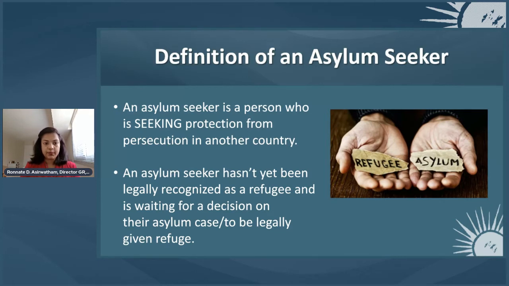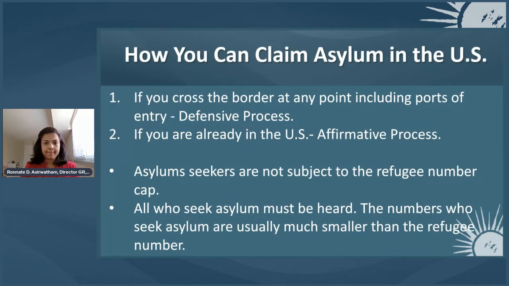Next slide, please. Another key difference between an asylum seeker and a refugee is that the asylum seeker has to be at our border or in the US. They cannot be processed in a third country like a refugee at this time. A bulk of the immigrants at our southern border fall into this category of asylum seekers.